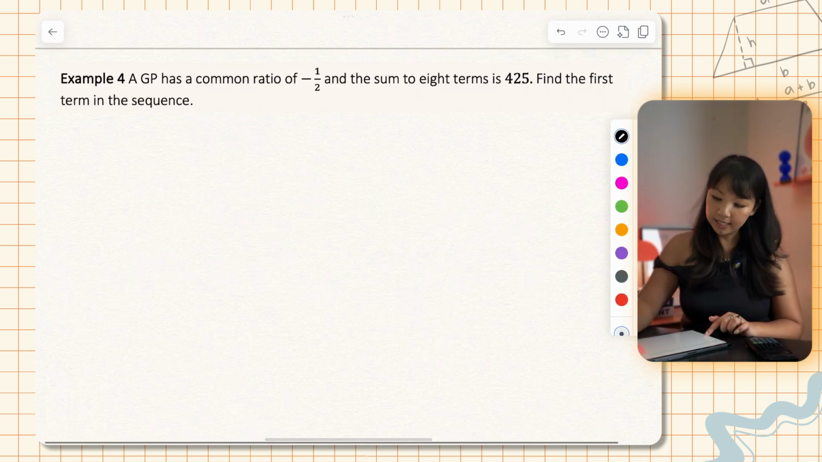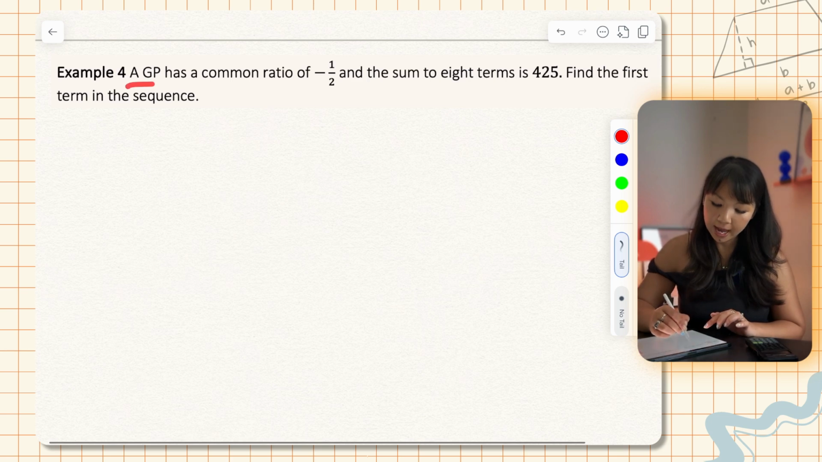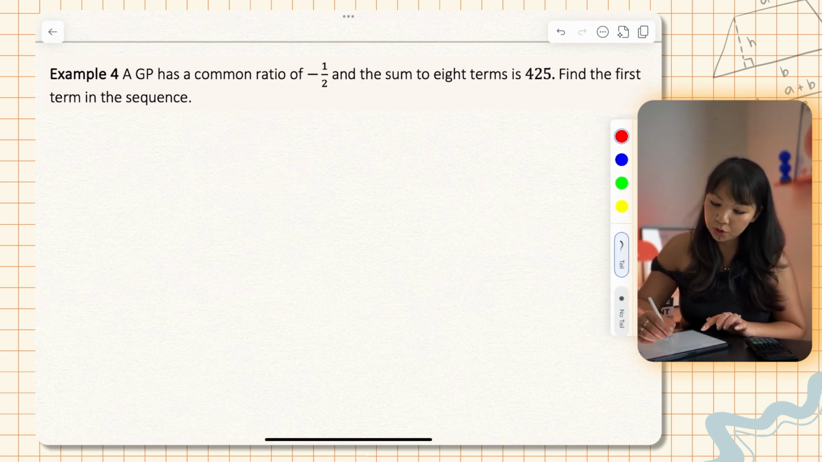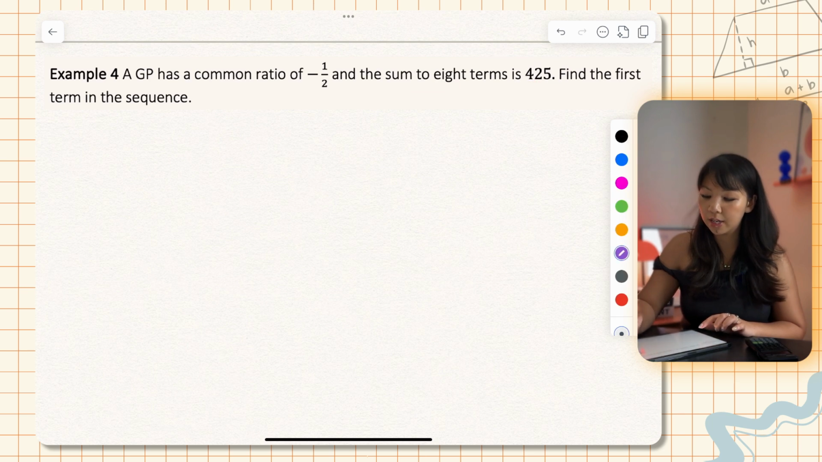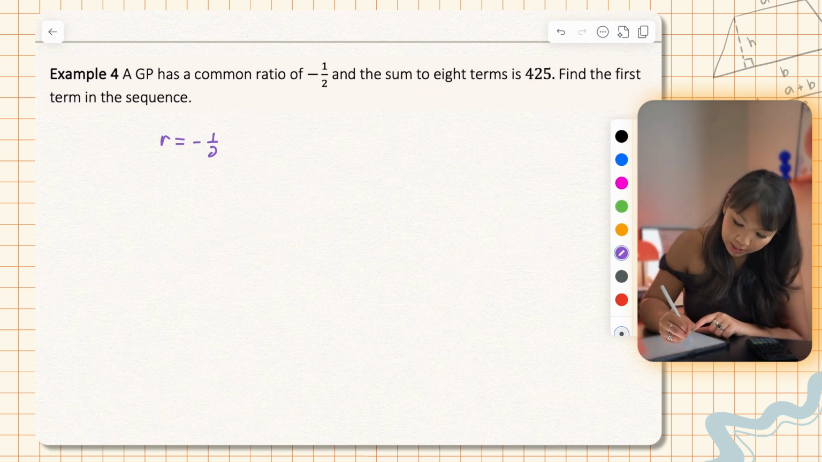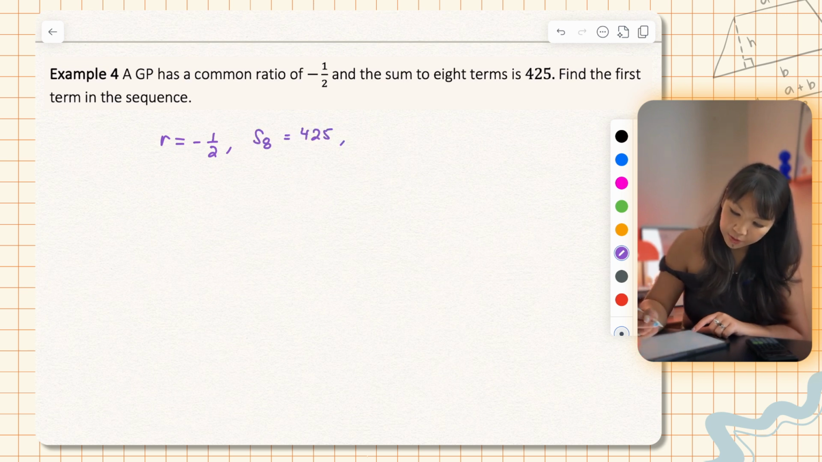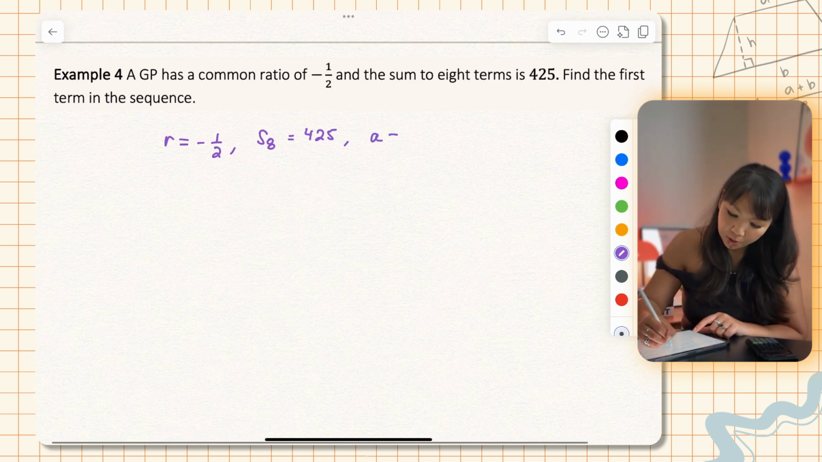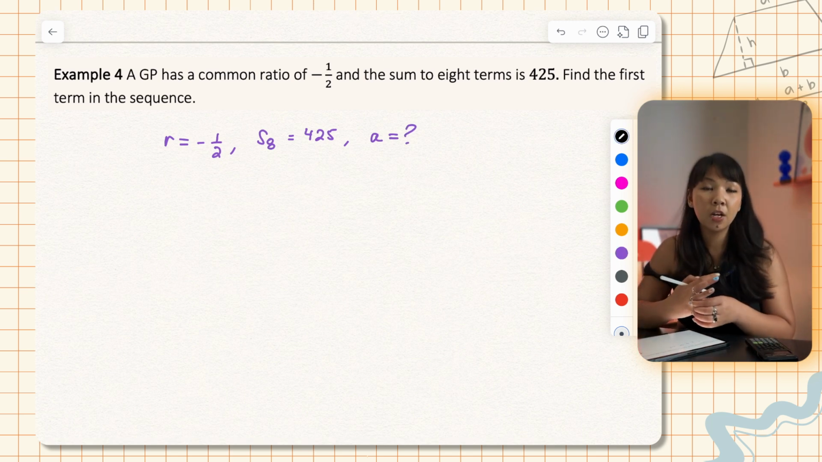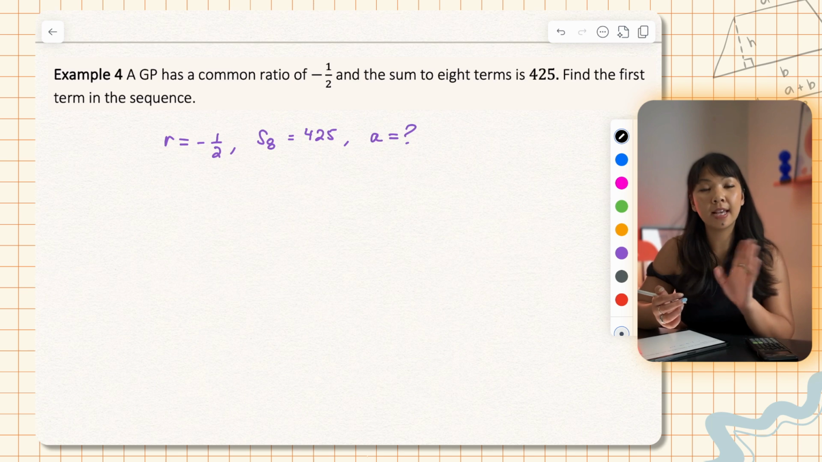Great. Next, example 4. A GP has a common ratio of -1/2 and the sum to 8 terms is 425. So let's write that down. The common ratio is -1/2 and the sum to 8 terms is 425. Find the first term of the sequence. So it looks like here that we have all the information we need to actually sub it into the Sn formula, but then we're going to have to rearrange it to find our unknown variable A.